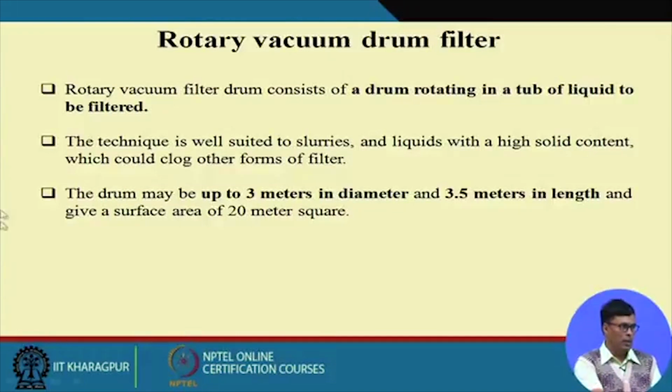this rotary vacuum filter. A rotary vacuum filter consists of a drum rotating in a tub of liquid to be filtered. The technique is well suited to slurry or liquid with a high solid content, which could clog other forms of filters. The drum may be 3 meters in diameter and 3.5 meters in length, giving a surface area of 20 square meters.